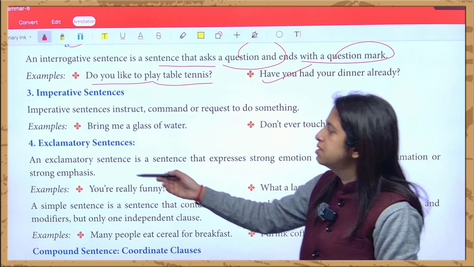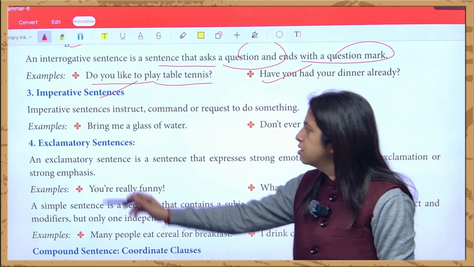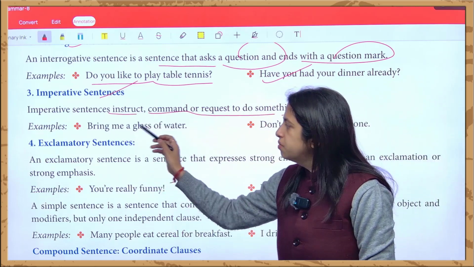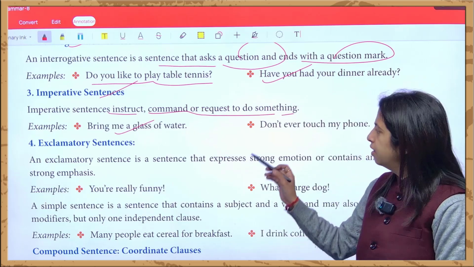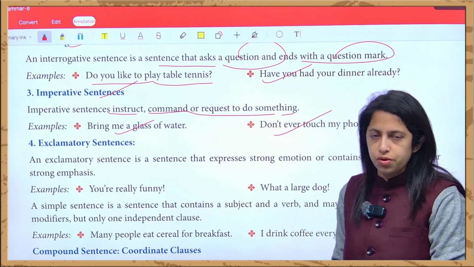Moving on to the next, the imperative sentence. An imperative sentence is a command, a request, an instruction to do something, right? Just bring me a glass of water, please. Don't ever touch my phone.